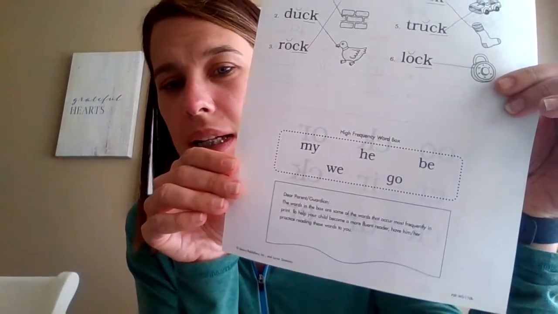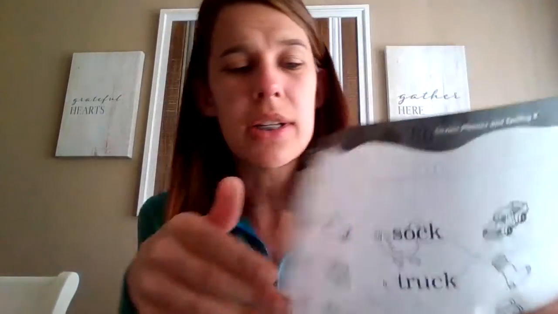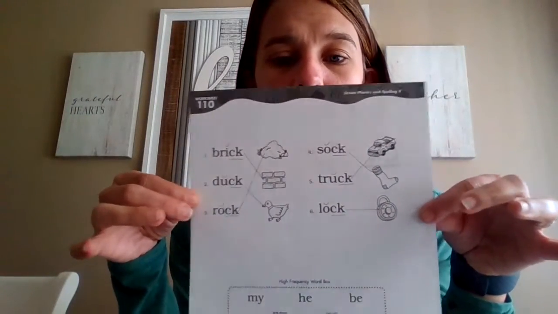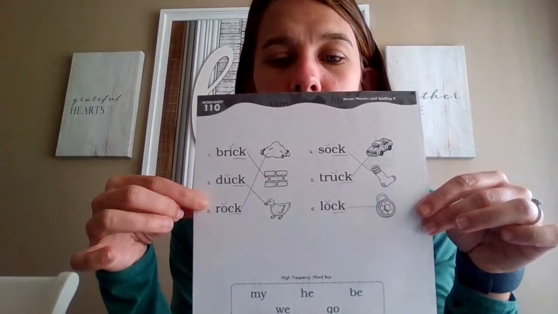And our last one, L-A-K. We're going to put a breve on the O, underline CK, and draw a line to lock. L-A-K, lock. Be sure to review those words in the bottom in your high frequency word box. Excellent. And you're going to take a picture today of the back. I want to see your codes and your lines drawn to the picture for completion.